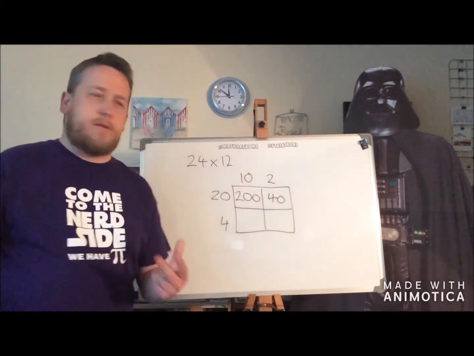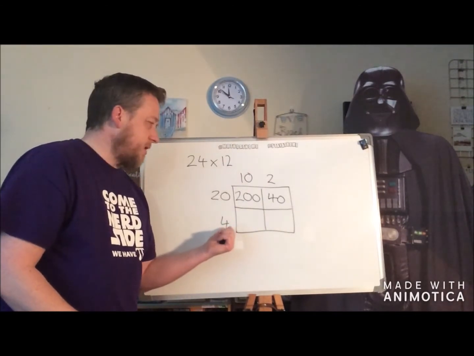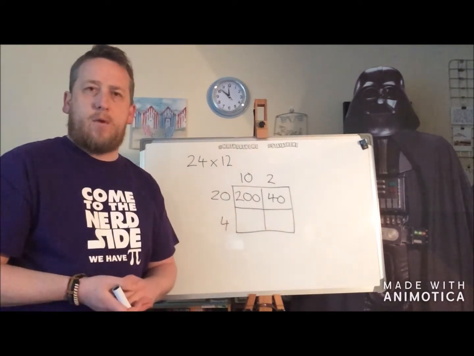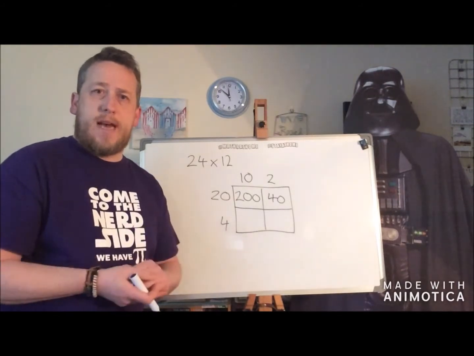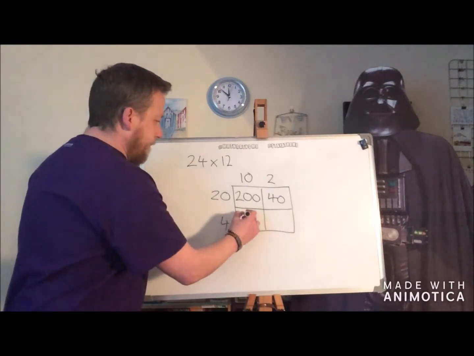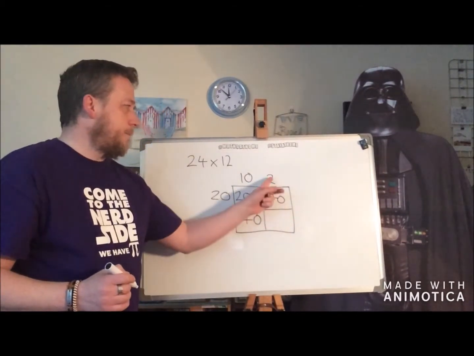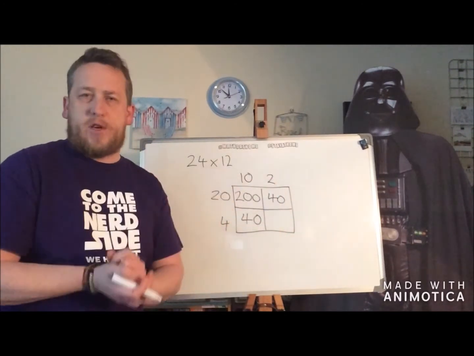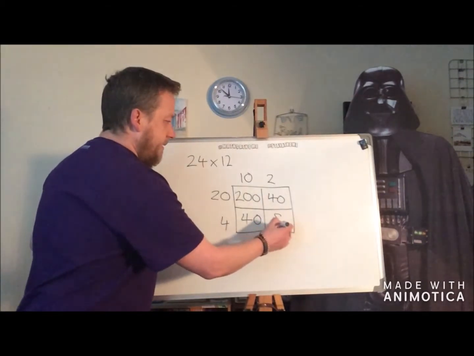Let's move on to our bottom row. In the bottom left-hand corner, we have the number 4 to the side and the number 10 above. So again, multiplying 4 and 10, or 10 and 4. 4 lots of 10: 10, 20, 30, 40. And then we've got our final box. 2 multiplied by 4, 2 lots of 4, 4 lots of 2. Whichever way you do it, you're still going to get the answer 8.